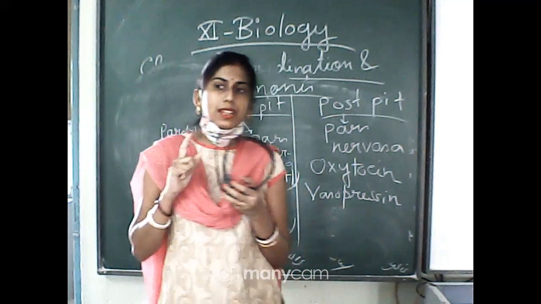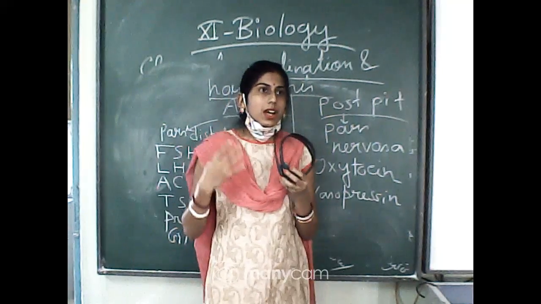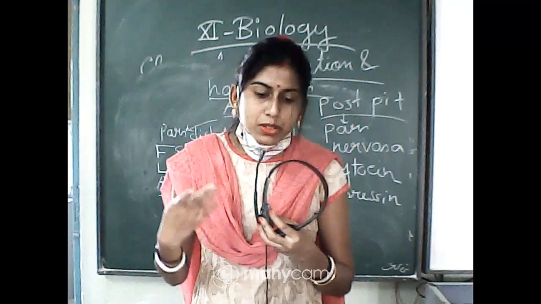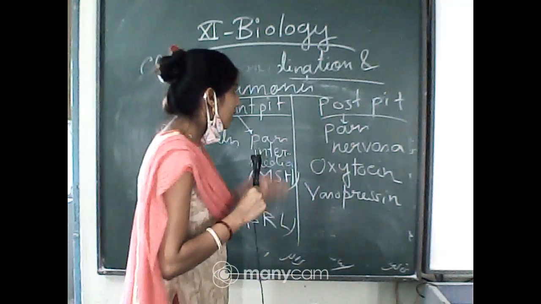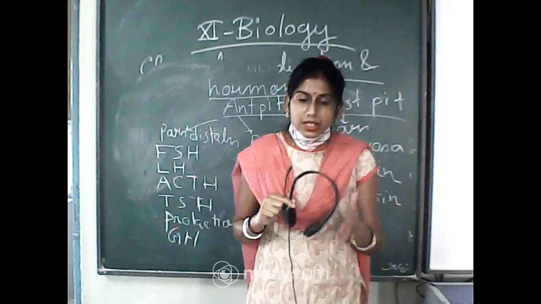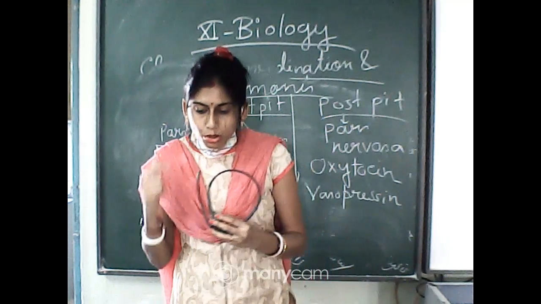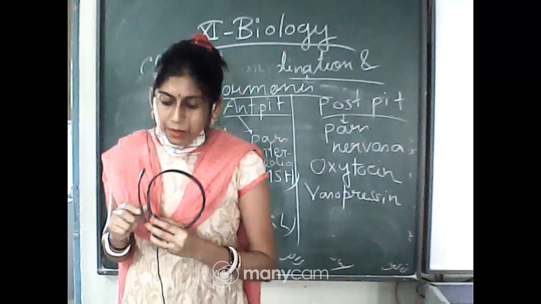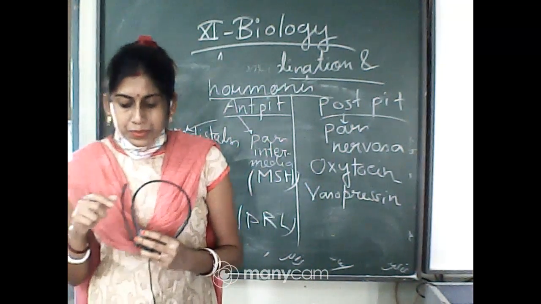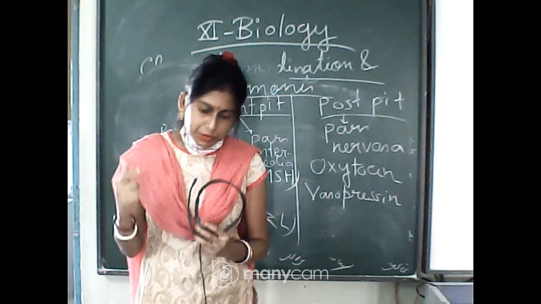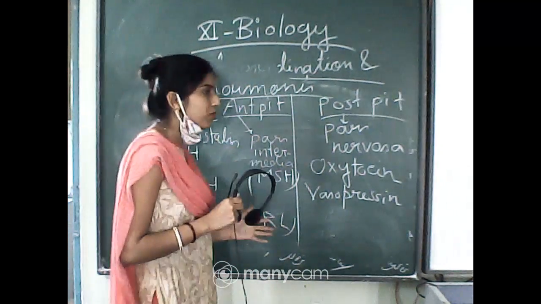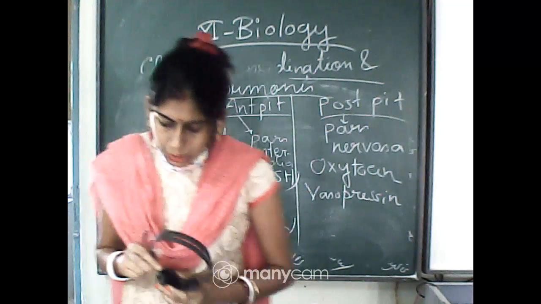In the previous class, I discussed how the two parts of the pituitary, that is anterior pituitary and posterior pituitary, are connected by the hypothalamus, and how its secretions excite those parts. So the posterior pituitary is directly connected to the neurons, and that is why the hormones are synthesized in the hypothalamus and transported axonally to the posterior pituitary or neurohypophysis.